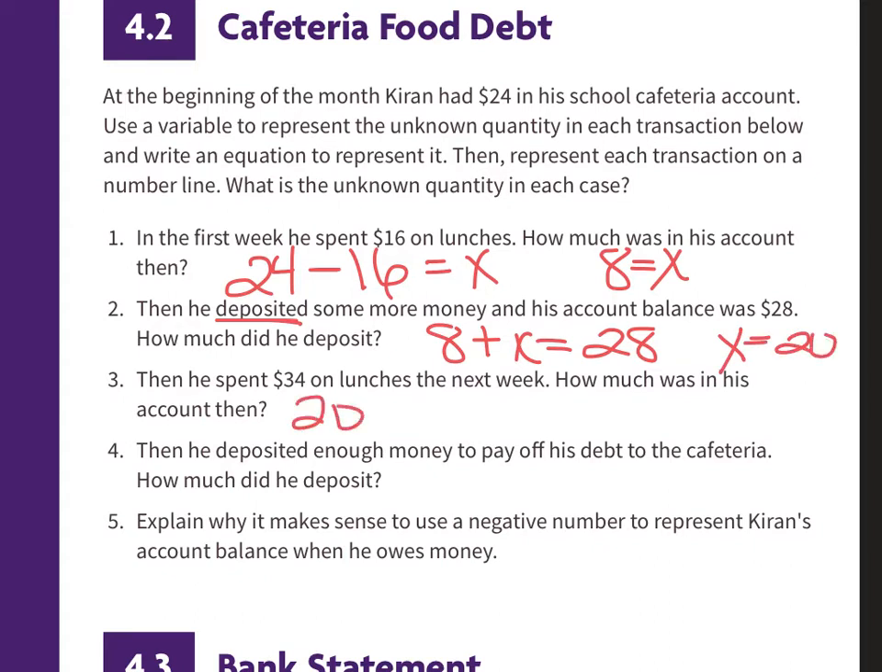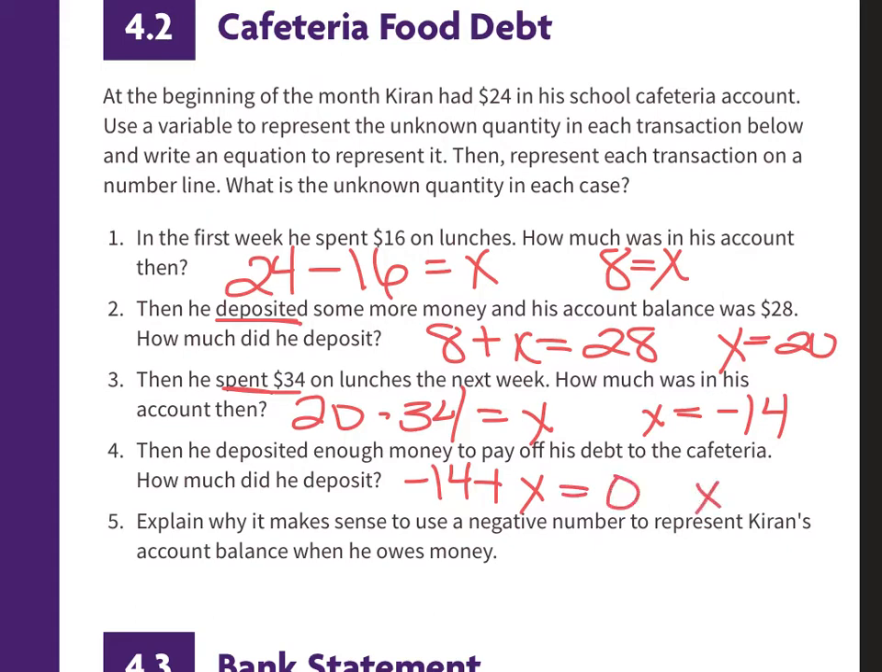So we have 20. Then he spent $34 on lunches the next week. How much was in his account then? Well, he spent 34, so we're going to minus 34. So 20 minus 34 equals my balance. In my calculator, 20 minus 34 gives negative 14. It says he then deposited enough money to pay off his debt in the cafeteria. We don't know how much he added, so negative 14 plus X equals 0. Well, negative 14 plus 14, so X equals 14.